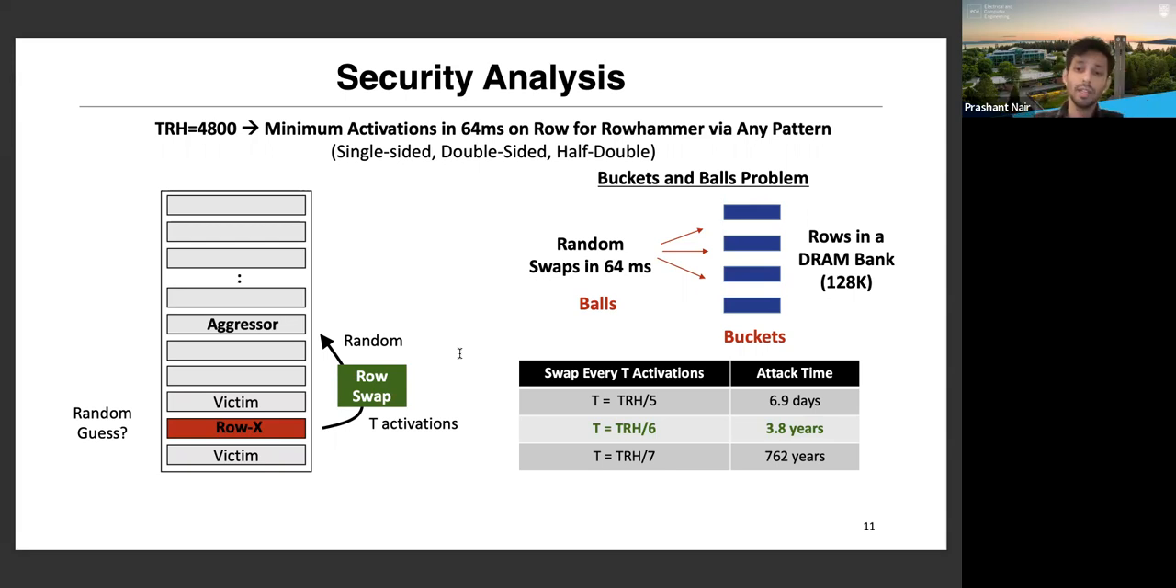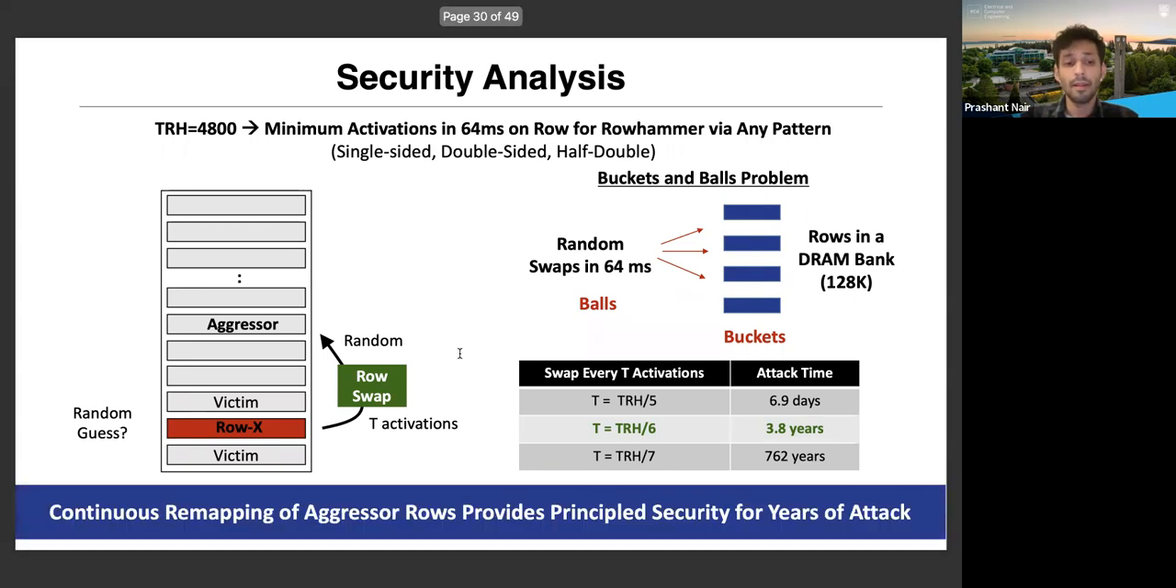So the lower the value of T, the longer it takes to attack. The trade-off here is that if you choose a very low value of T, then your overheads to actually move rows, swap rows, increase. So if you were to continuously remap aggressor rows, then we are able to obtain principled security for years of attack.